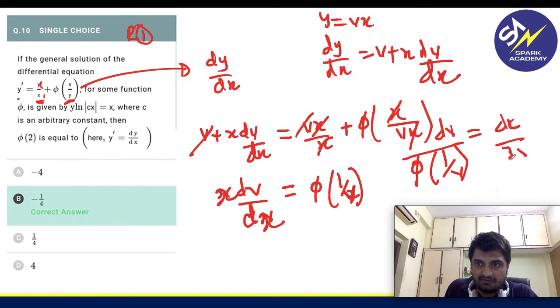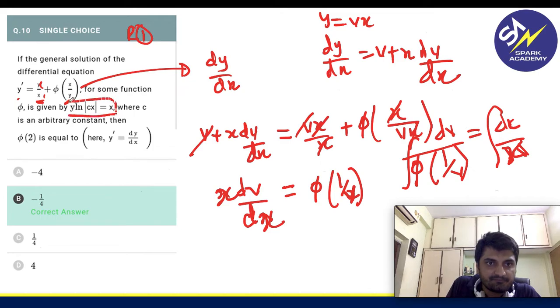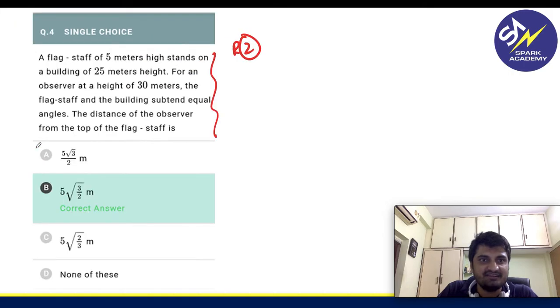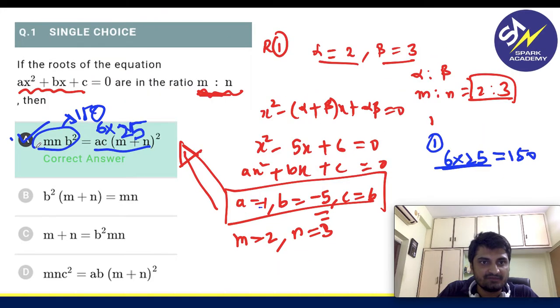Now you can integrate on both sides and then compare with this, right? And then you can find out your phi of 2, right? So it's a little lengthy, but you can solve a simple homogeneous differential equation. If you have attended my differential equations class, it becomes very simple, guys. So now let's come back.